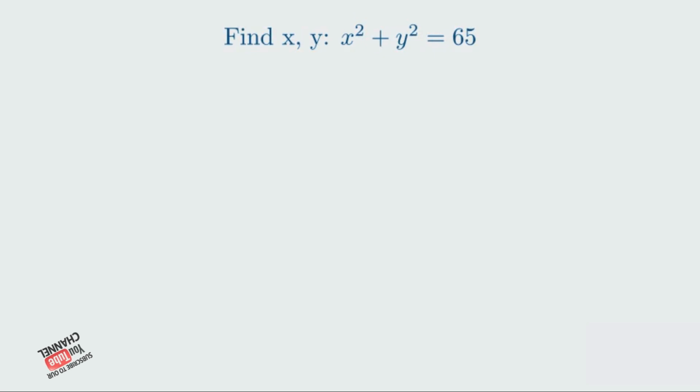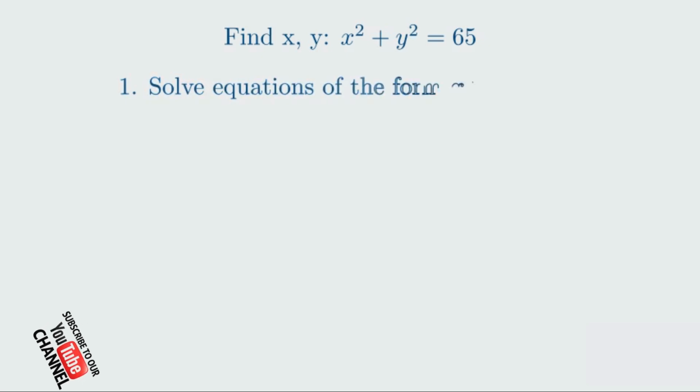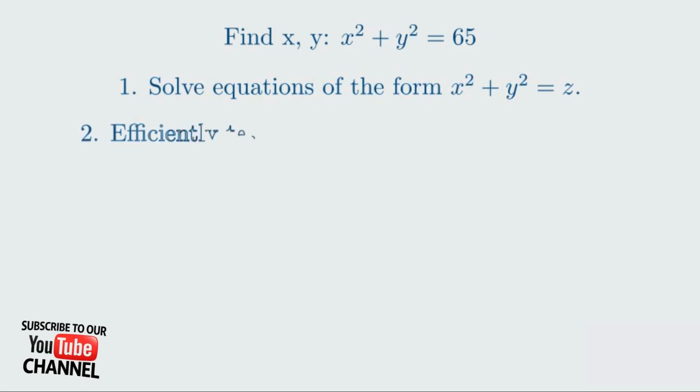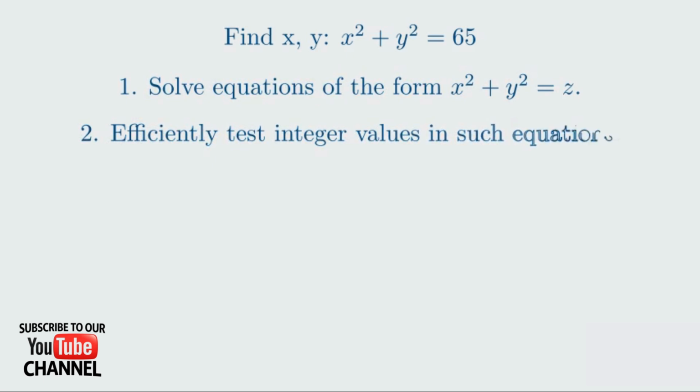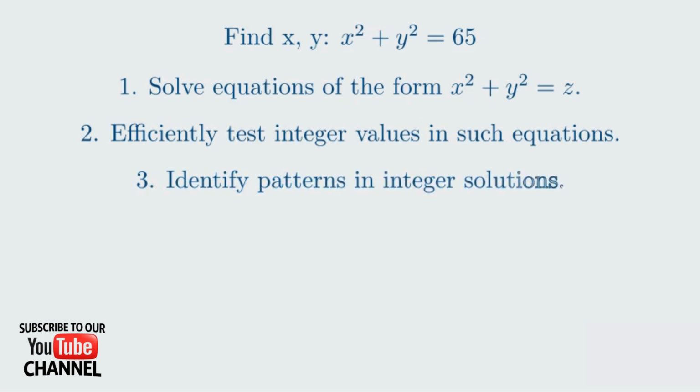By the end of this lesson, you will be able to first, solve equations of the form x squared plus y squared equals z, where z is a constant. Second, you'll be able to quickly test integer values in such equations. This will allow you to find solutions efficiently. And third, you'll be able to identify patterns in integer solutions, which can help you solve similar problems in the future. So let's get started and find those pairs of integers that satisfy our equation.